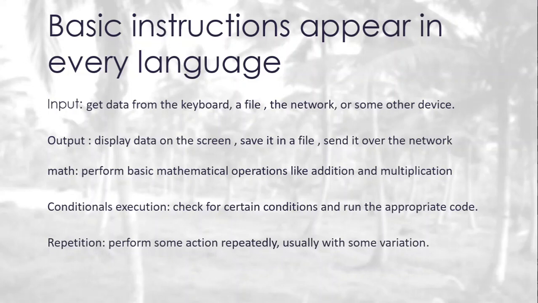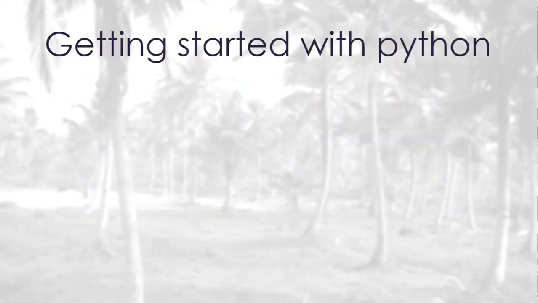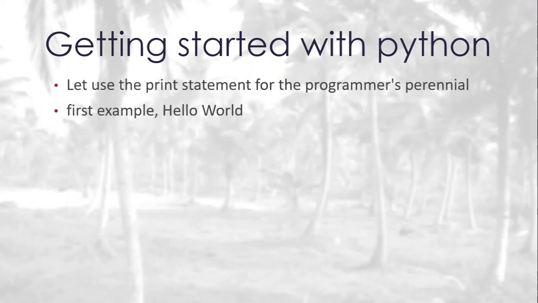Sometimes we need to repeat a string in the program, and we can do this easily by using the repetition operator in Python. The repetition operator is denoted by an asterisk symbol and is useful for repeating strings to a certain length. One of the interesting things is getting started with Python. Let's use the print statement for the programmer's perennial first example, hello world.